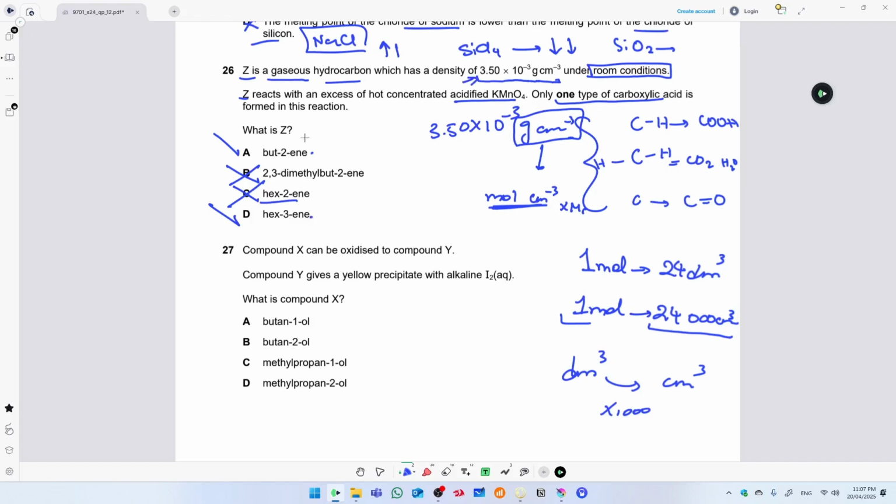So let's check. The MR of butene is 56. I'm going to spare you the work. And hex 3-ene, let's calculate. Hex 3-ene is C6H12. So that's 12 multiplied by 6 plus 12. 84. So if you multiply, okay, let me just erase this real quick.